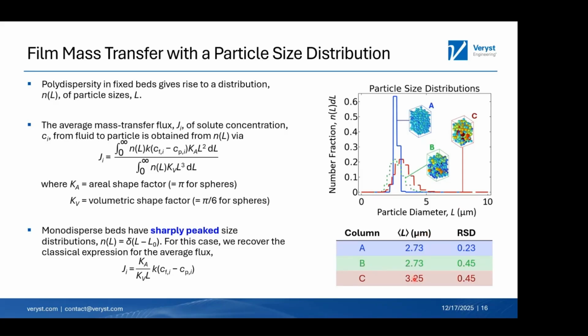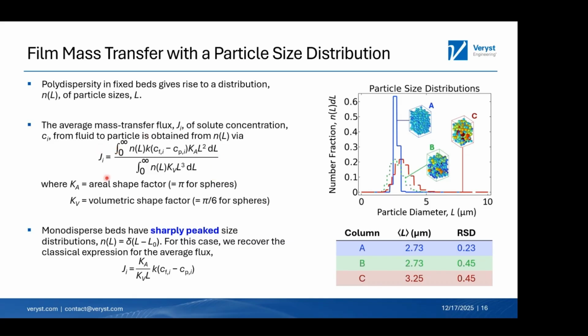On the bottom are their relevant statistics. So three different distributions with different average diameters of spherical particles and different relative standard deviations or polydispersity indices. And these differences in microstructure give rise to differences in film mass transfer. The way that's computed is by integrating the mass transfer rate to the particle surfaces and normalizing by the probability of the particle volume within a given space.